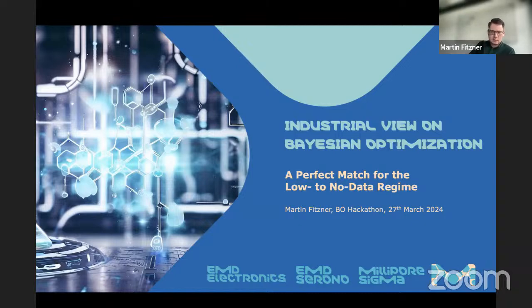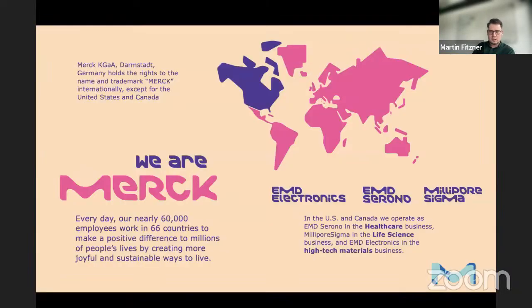And the reason is that I come to you from the industry, a company called Merck, that we always start with this little interesting disclaimer here that there's actually 2 unaffiliated companies in this world that go by that name, Merck. And we do that everywhere except in the US or Canada. If you are from the US or Canada, you might know us more under other names, for instance, EMD Electronics, EMD Serono, MilliporeSigma, or just in general, EMD Group.